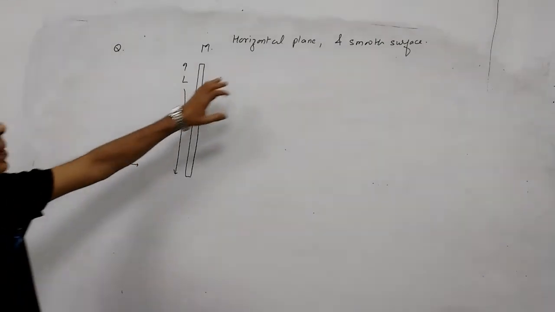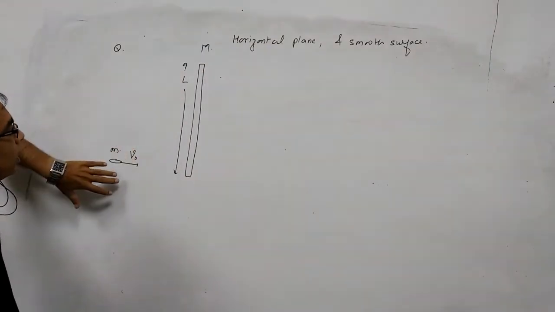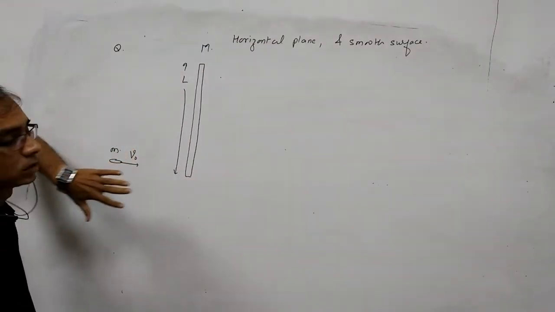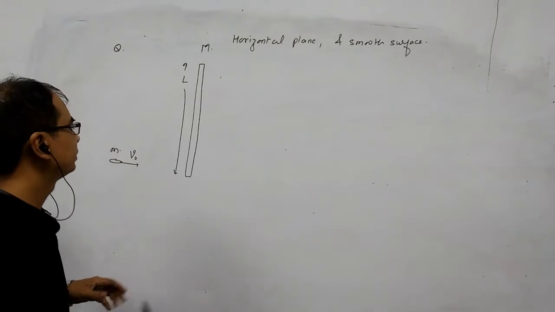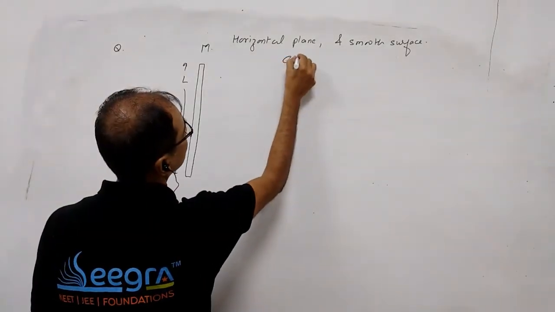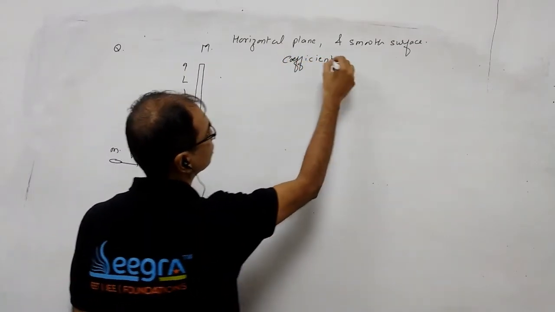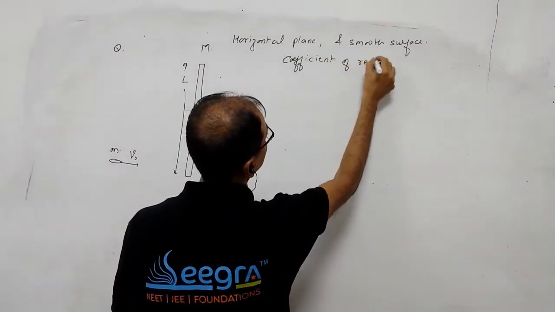Okay, so horizontal plane is there, smooth surface is there, rod's mass is there, length is L. A bullet of small m with velocity v naught is coming and striking it. Coefficient of restitution is e. If they are giving elastic collision or whatever, we know what coefficient of restitution is. We can take it.